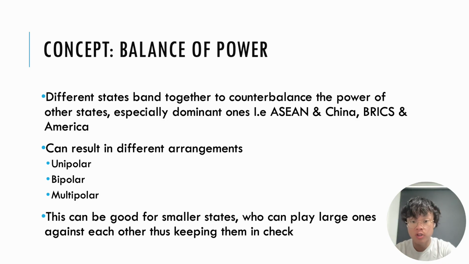This can be a good thing for smaller states who can play large ones against each other. So the idea here is that in a unipolar world, America ends up becoming the dominant superpower, and therefore has a massive amount of power to influence politics in other countries, to impose their will upon other countries, as we saw through its control of international organizations like the International Monetary Fund and the World Bank.